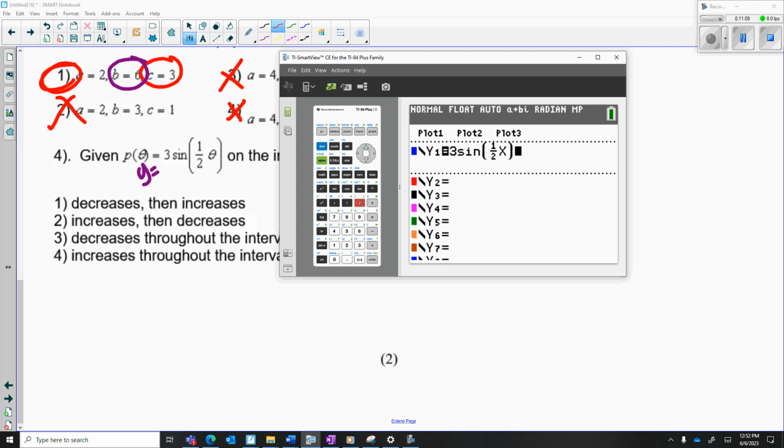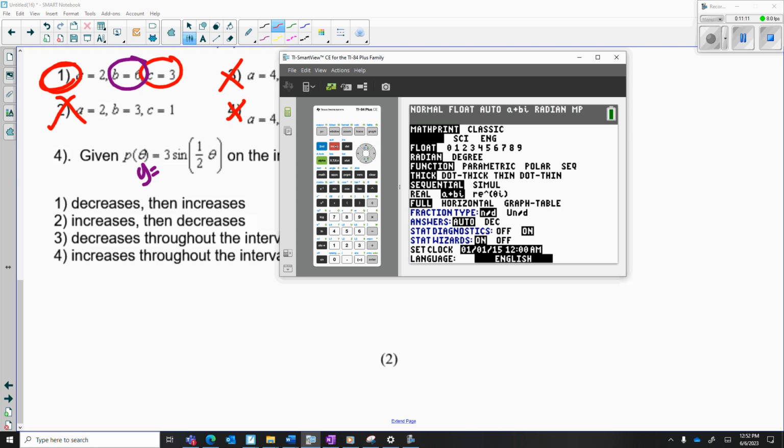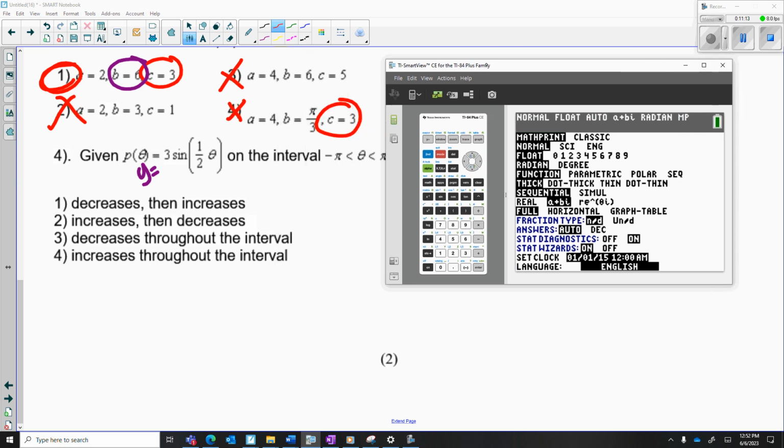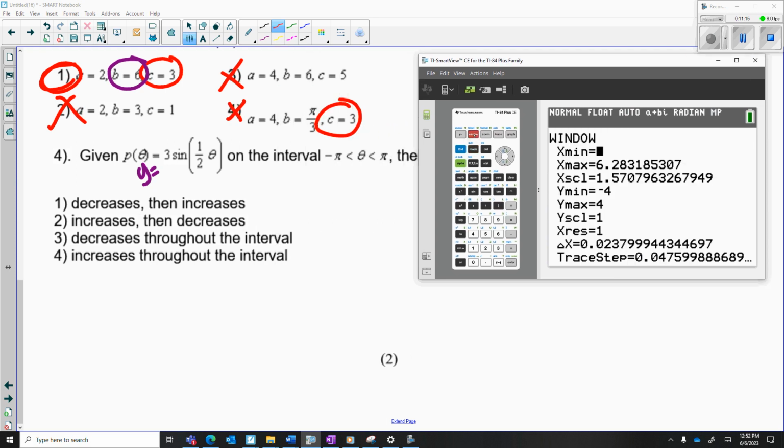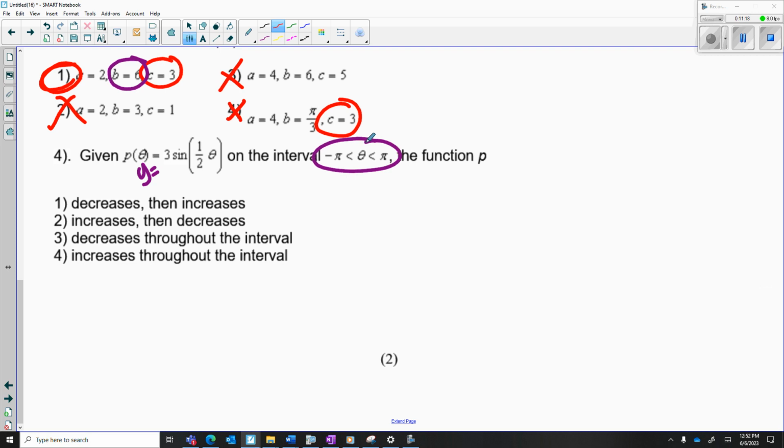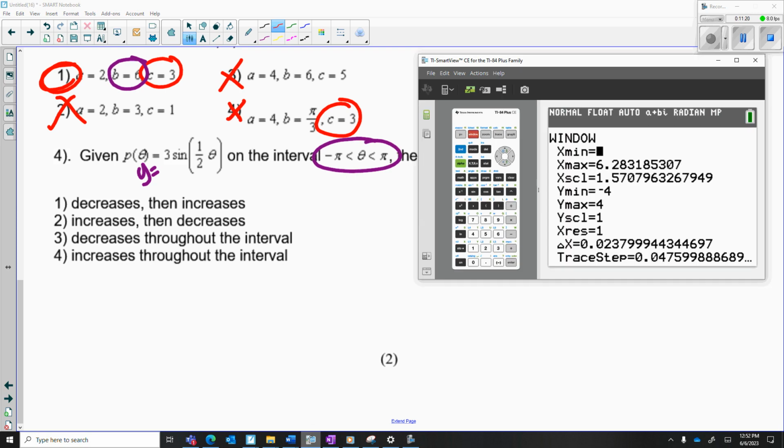Then you want to fix your mode. Again, make sure it's in radian mode. And then you want to fix your window to be exactly the window that they're saying here, which is negative pi to pi. So you're going to make your x minimum negative pi. You're going to make your x maximum positive pi. Now, the scale we should try to figure out by getting our quarter points, and also the y min and the y max we want to talk about a little bit here.